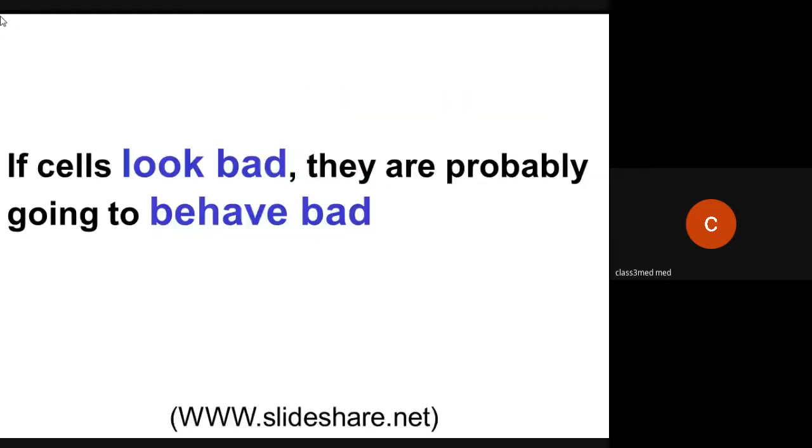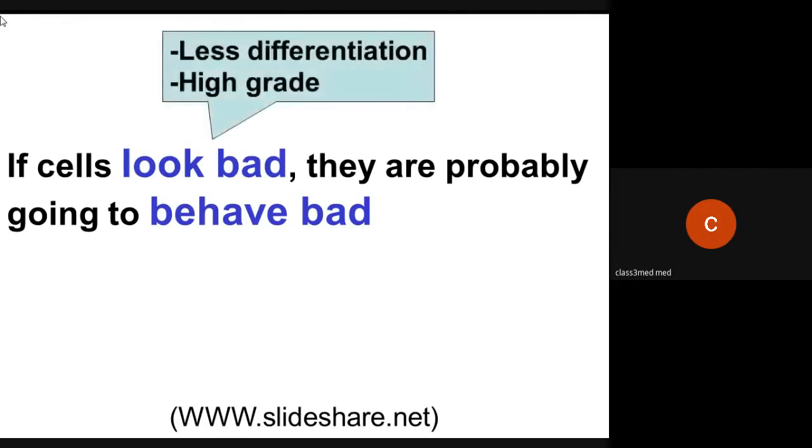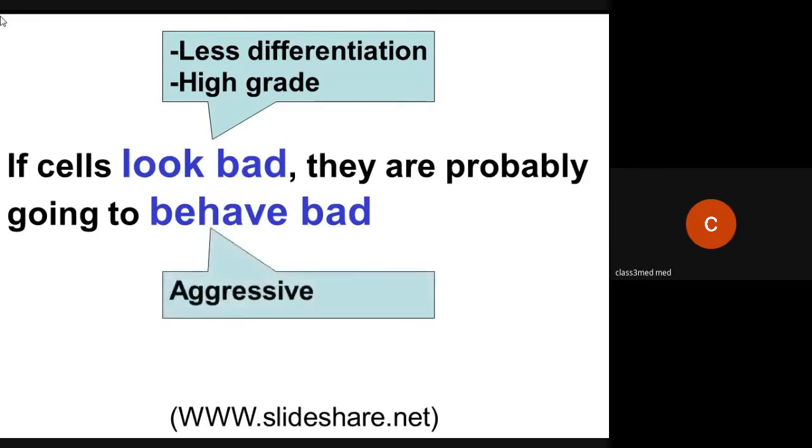Generally, if cells within the tumor look bad, they are probably going to behave bad. What does looks bad mean? Less differentiation and high grade, away from the normal. Looks bad, clear? It means they look pleomorphic, hyperchromatic, with disorganization of the tissue structure and a high mitotic index. All this we call looks bad cells. So it will behave bad. Behave bad means behave aggressively.